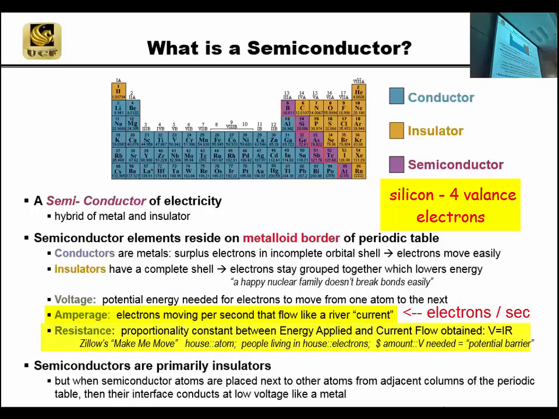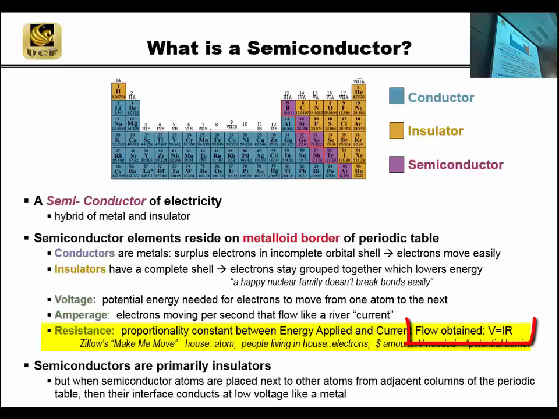What's resistance? It's the proportionality constant between these two. That varies by material. Some materials, you apply a little bit of incentive, they go. Sometimes electrons don't want to leave their atom. You have to put a lot of energy there. Those are the insulators. So semiconductors are primarily insulators.